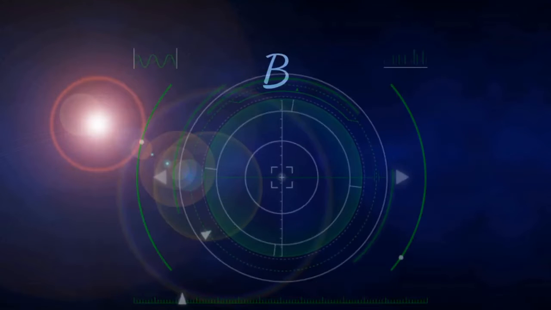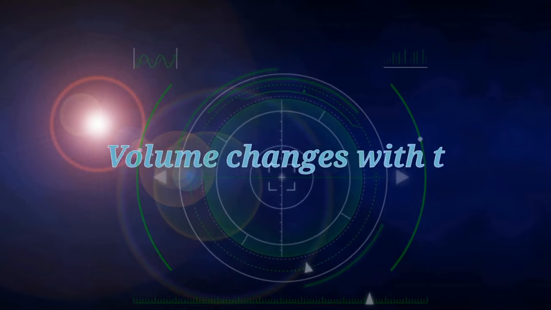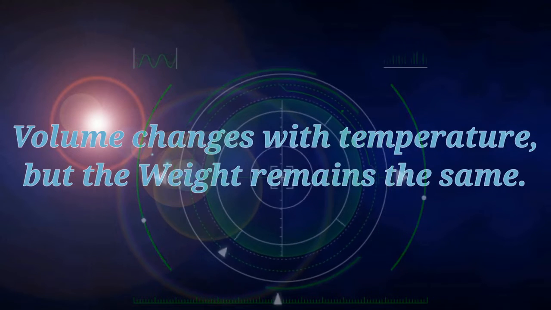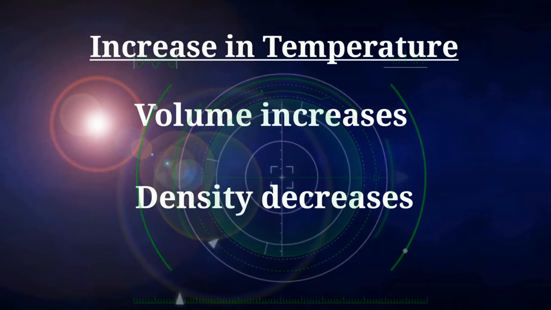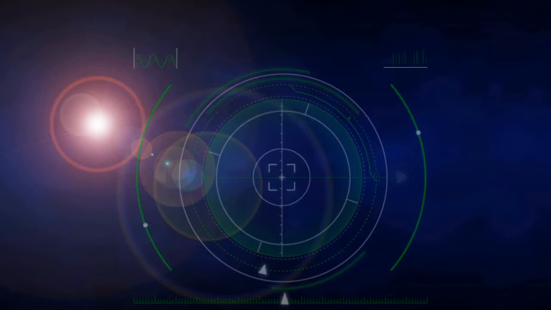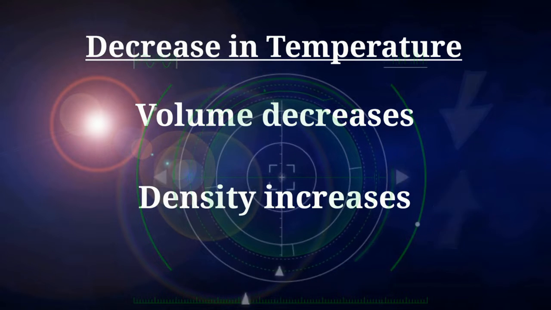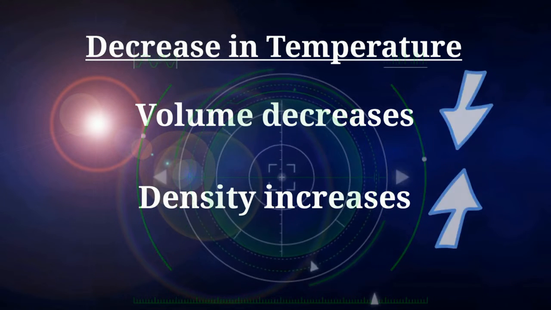So the first thing we need to understand is the basics of volumes and weight. Volume changes with temperature, but the weight remains the same. When the temperature increases, the volume increases and the density decreases. On the other hand, with a decrease in temperature, the volume decreases and the density increases.